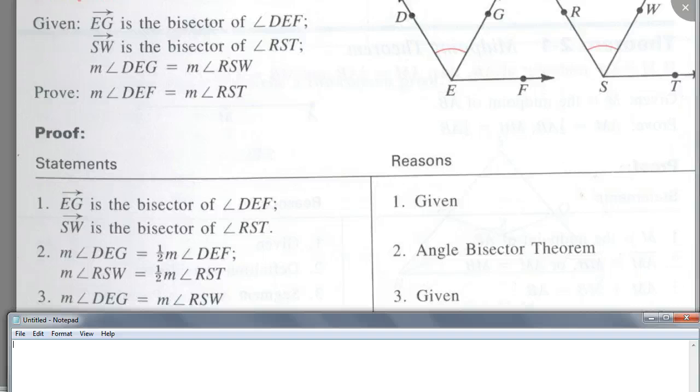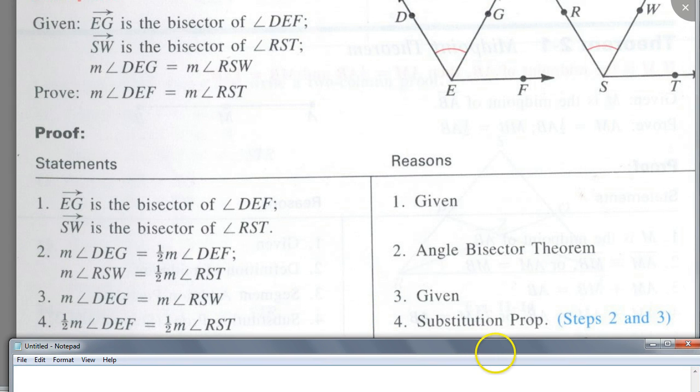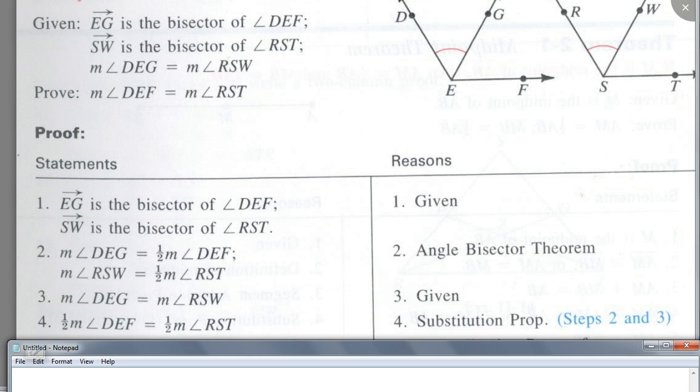And why do we want to do that? Because don't we want to talk in terms of the whole angle? Even though it's only half of it, that's okay. That's not a problem. We could just talk about half of those because now we're almost done, aren't we? Would you agree that we could substitute in place of DEG half of angle DEF? Yes. Could we say in place of measurement of angle RSW, could we put half of angle RST?